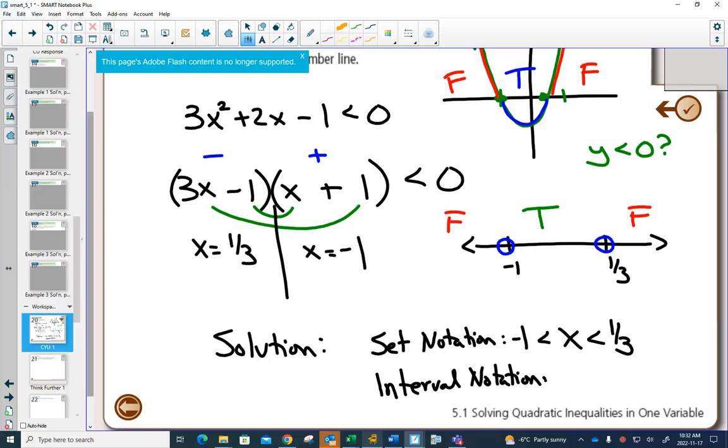Interval notation says, what's your smallest value? -1. What's your biggest value? 1/3. And we include everything in between there. But we don't include -1, so we use a round bracket. And we don't include 1/3, so we use a round bracket. And you have used set notation and interval notation before when you do domain and range. So you might be remembering them from domain and range. We use them for solutions of inequalities as well.